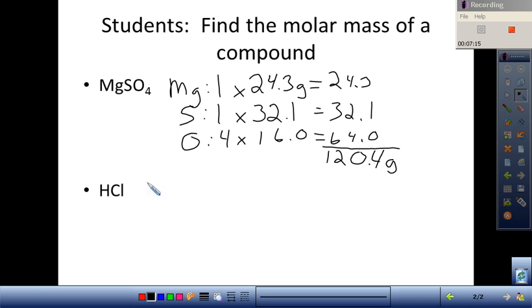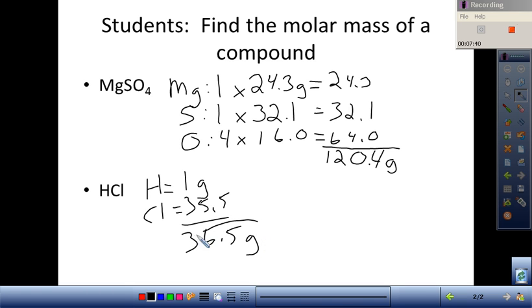Okay, hydrogen chloride. Well, all I have to do is add my hydrogen. That's 1 gram. Add my chlorine. I'm going to round that to 35.5. And that's my molar mass of HCl.